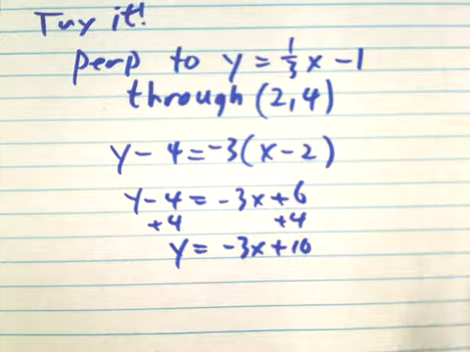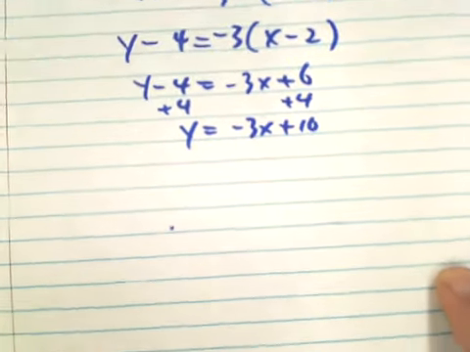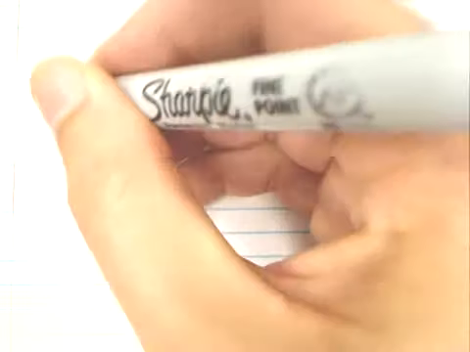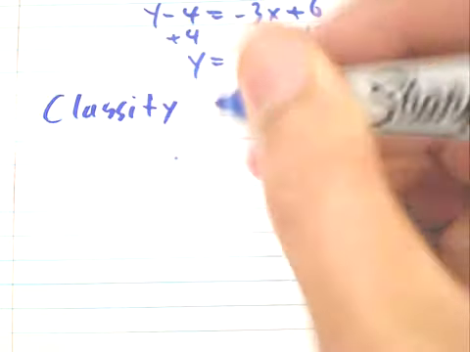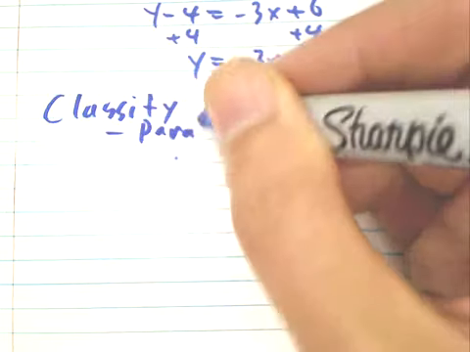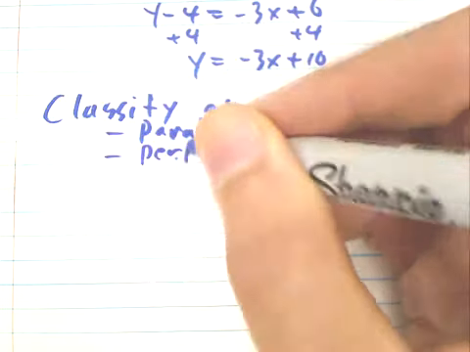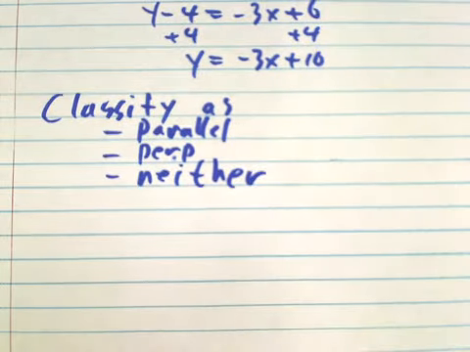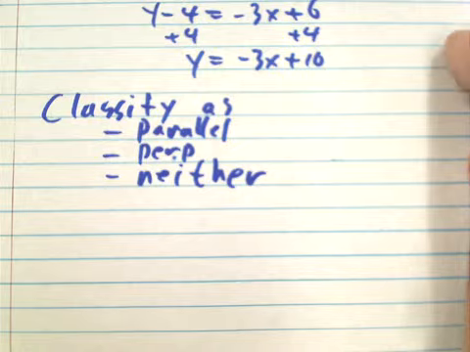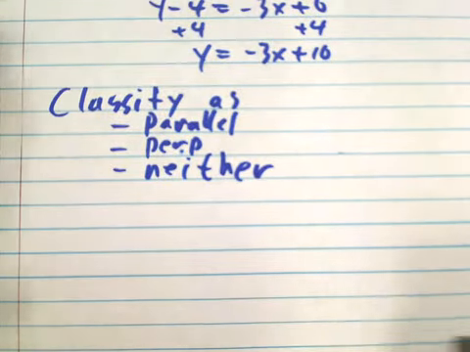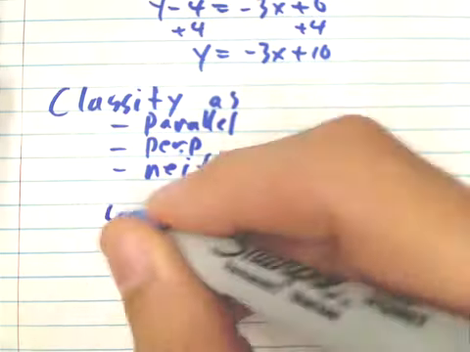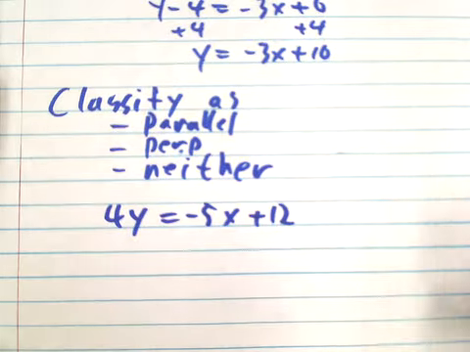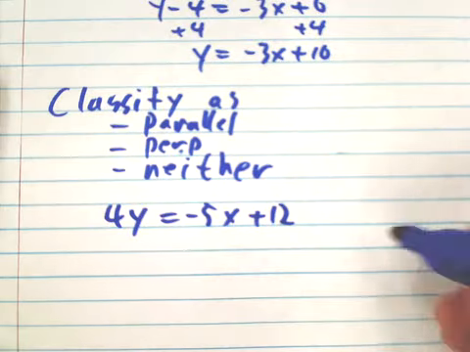The last thing I want to talk about is classifying. So classify, I'm basically talking about, well, these lines perpendicular, parallel, or neither. So classify as either parallel, perpendicular, or neither. Now the easiest way to do this is to take whatever they give you and solve it for y, because that'll be slope-intercept form. So the two equations I'm going to give you are 4y equals negative 5x plus 12, and y equals 4/3 x minus 8.